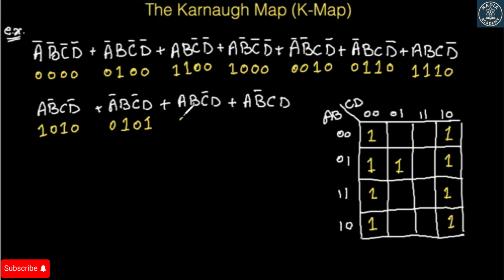Then A, B 1, 1, 1, 1, C bar 0, D is 1. Then 1, 1, 0, 1 over here. A1, B bar, so 0, C1, D1, 1, 0, and 1, 1. So this we will have over here.